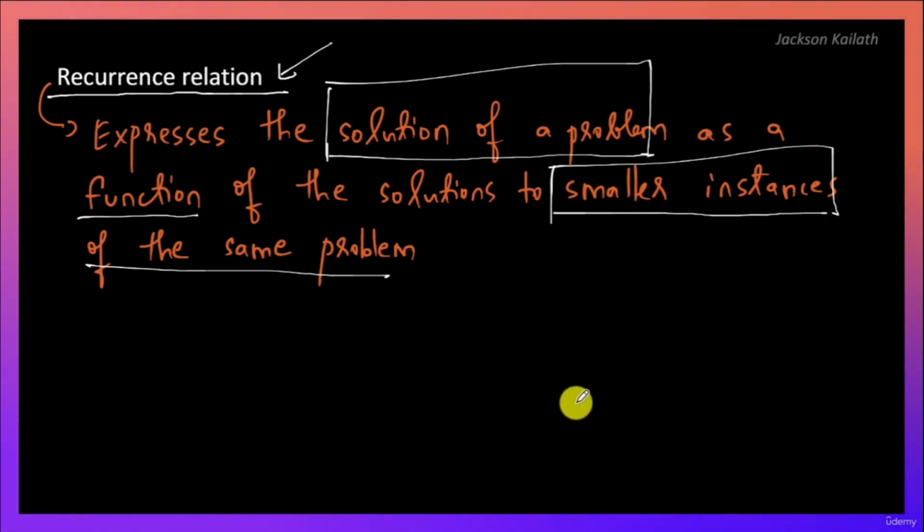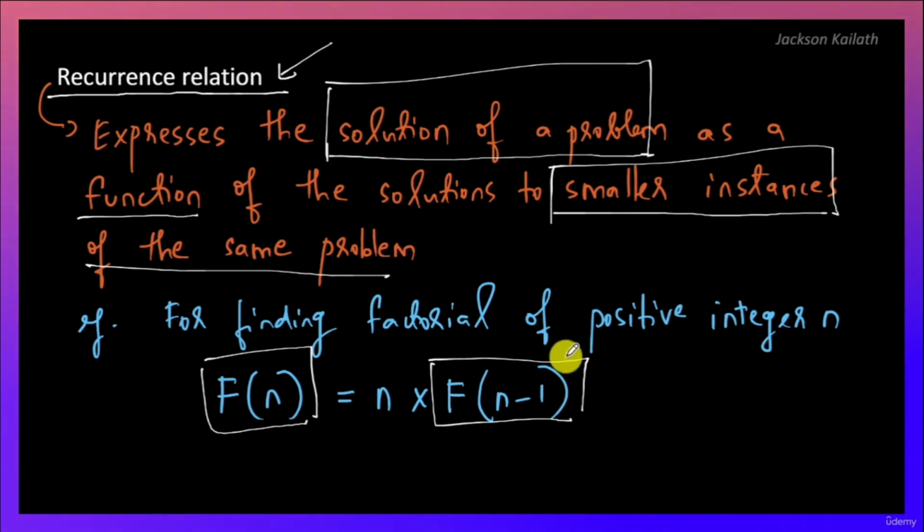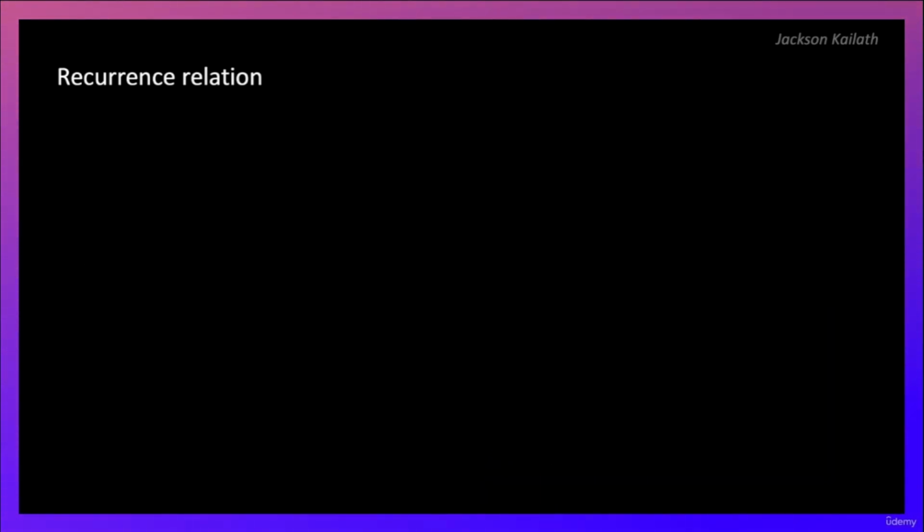For example, if you want to find the factorial, as we have discussed previously, the recurrence relation would be f of n is equal to n into f of n minus 1. Notice that this is the original problem and this over here is the subproblem, because remember n factorial is equal to n into n minus 1 factorial. Now let's take another example.